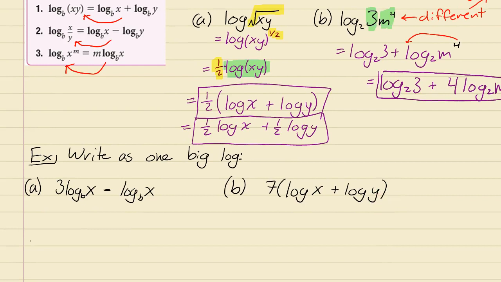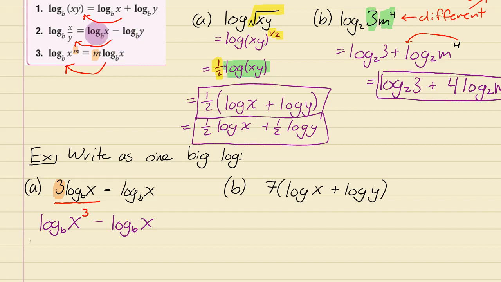Okay, so for this one, there's a few different ways you could do this. I want to focus on one way first, which is going to be, first of all, this thing here, because it's written as something times a logarithm, you can write that thing as now the exponent. So that's going to look like log base b of x to the power 3 using rule 3 there. And then this one we still have, I'll just write that as minus log base b of x.